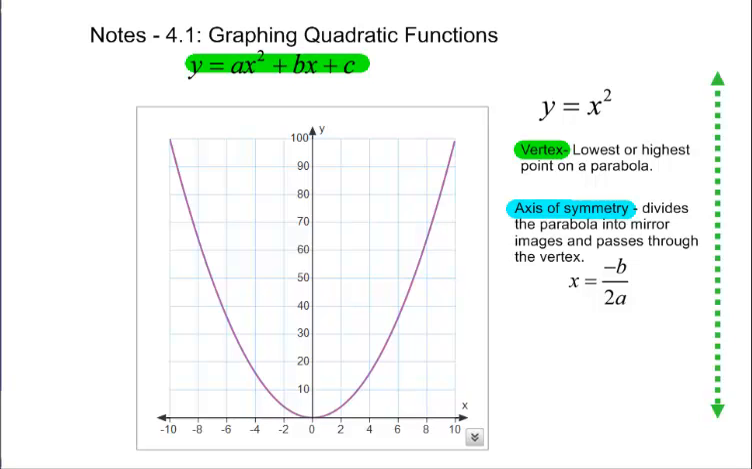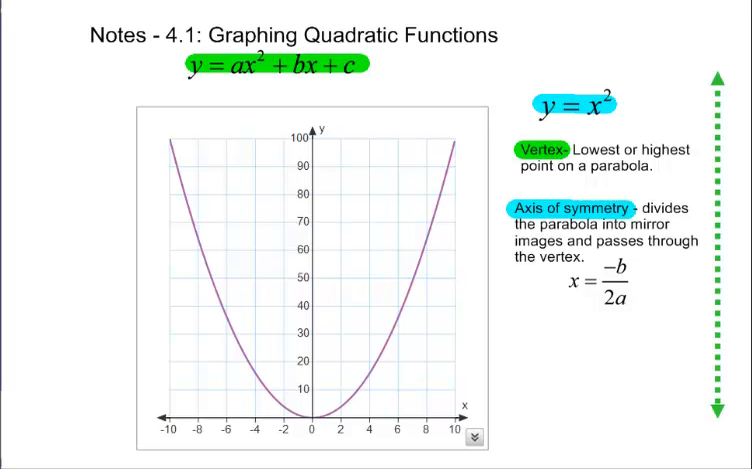And then you've got a vertex, which is going to be the lowest or highest point on the parabola. And then you've got an axis of symmetry, which is going to be like a mirror image spot on your parabola. So we've taken the parabola y equals x squared. We've taken that parabola right there, and we've graphed it. It's in purple.